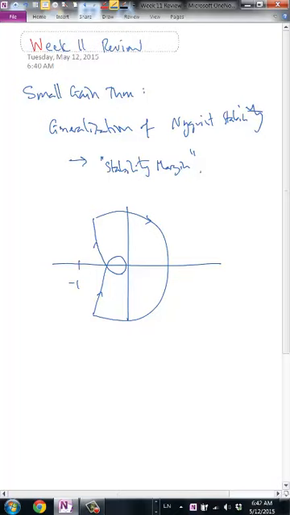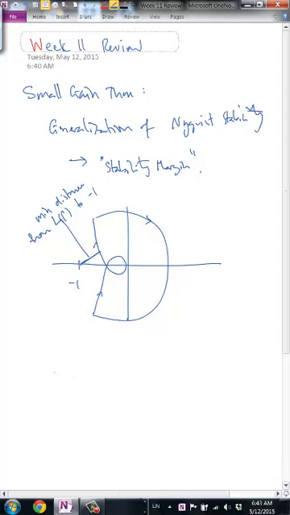So the question for the stability margin is, what's the perturbation that's allowed so that we can guarantee that we have no encirclements of -1? And the key on the graph is this minimum distance from the curve L of gamma to the point -1.